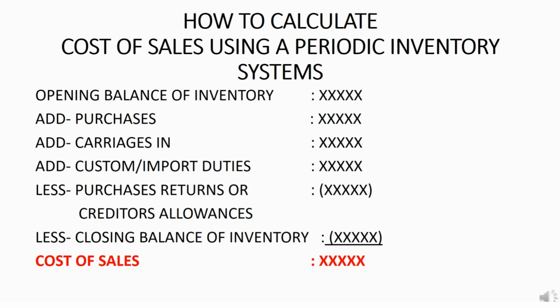Then you less or minus the closing balance of inventory to determine cost of sales. The inventory that we had during the year and the inventory that we purchased, minus the inventory that we have as a closing balance, the difference will be the trading stock that has been sold. And this is the end, and we have come to an end of our lesson.